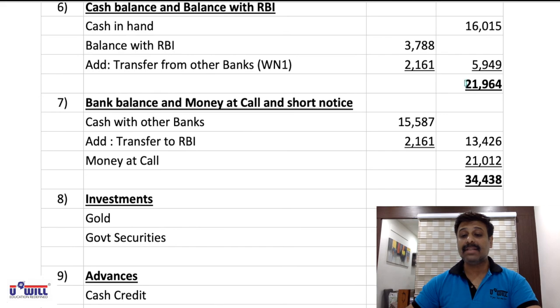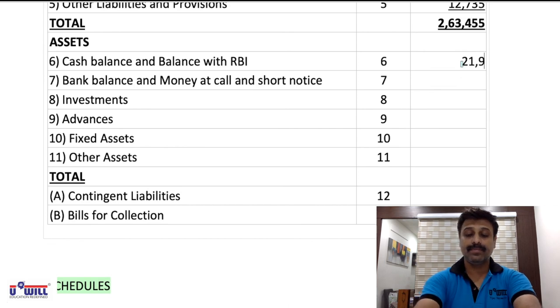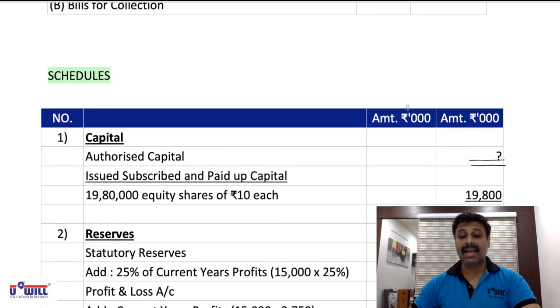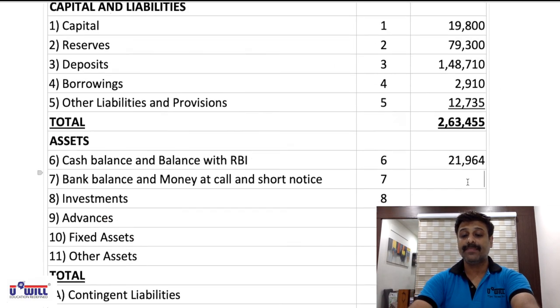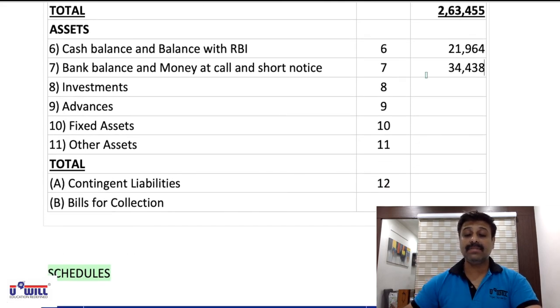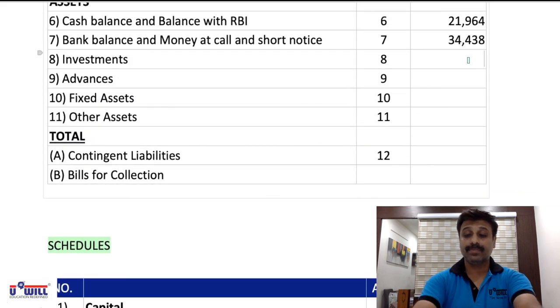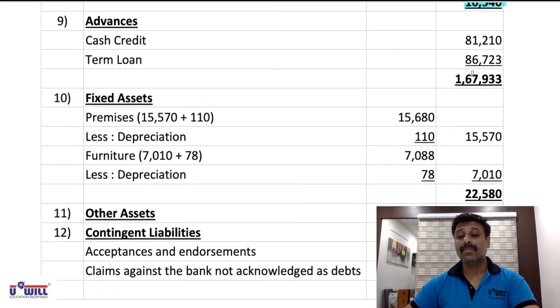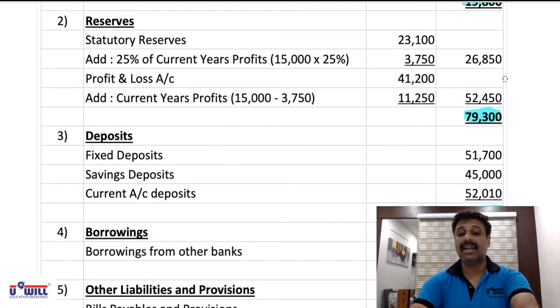Now cash balance and balance with RBI as per Schedule 6 is 21964. Then bank balance and money at call and short notice, as per Schedule 7, it is 34438. Then investments as per Schedule 8 is 16540. So all of you write down investments 16540. Then advances as per Schedule 9 is 167933. So all of you write down advances 167933.